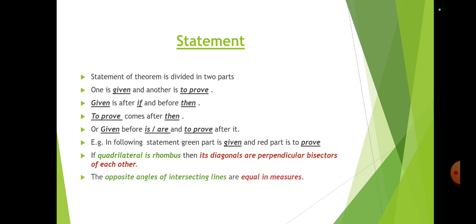Now let us think of another statement: the opposite angles of intersecting lines are equal in measures. As you can see, I have colored the green part, which is given, and it comes before "are". Opposite angles of intersecting lines are equal in measures, and that "equal in measures" is to prove. So when you understand a statement thoroughly and divide it in two parts, the first part is the given part and the second part is the to prove part, then your half work is done.